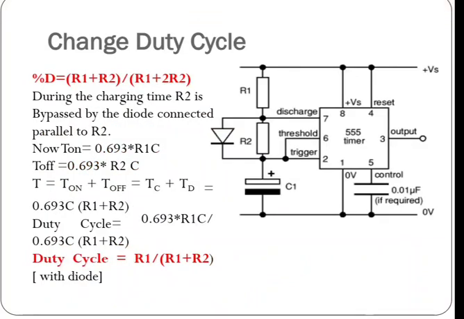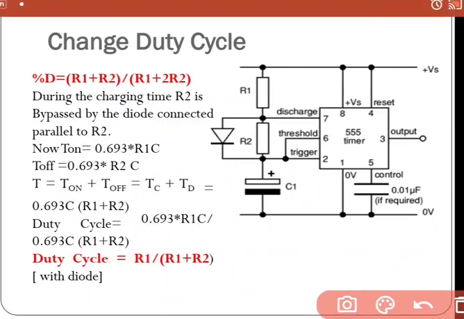Now can we change the duty cycle? Yes, we can change the duty cycle. In order to change the duty cycle, what we can do is connect one diode parallel to this R2 resistance. That means when the capacitor is charging, it will be charged through this path. Rest of the circuit is similar. It will not charge through R1 plus R2. Previously it was charging through R1 and R2. Now when a diode is connected parallel to R2, it will charge through this path only, because the diode will be providing a least resistance path.